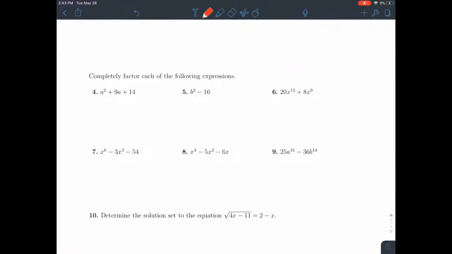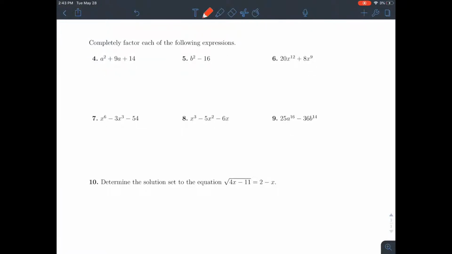Next up, for problem number 4, completely factor each of the following. Factoring was Unit 3, and this is going to cover a lot of Unit 3, the next few problems. So for this one, it is sum and product factoring. So we get A plus and A plus, which would be nice for our report cards, but also nice for this problem. So we're looking for two numbers that add to 9 and multiply to 14. That is 7 and 2.